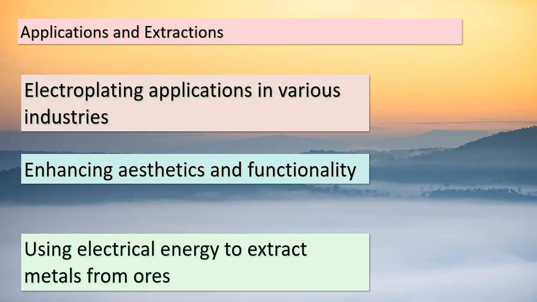Furthermore, the realm of extraction unfolds before us. Electrical energy becomes our ally in extracting metals from their ores. The same principle that operates within electrolytic cells is harnessed on a larger scale to obtain pure metals from naturally occurring compounds. We're essentially unlocking the potential hidden within Earth's resources. So, remember, as you observe the world around you, the fusion of materials and the magic of electricity work hand in hand to shape our surroundings in fascinating ways.